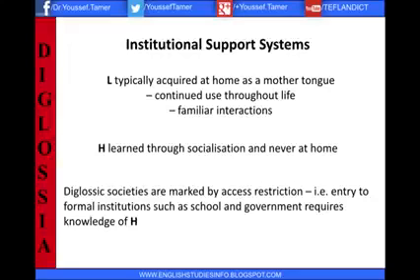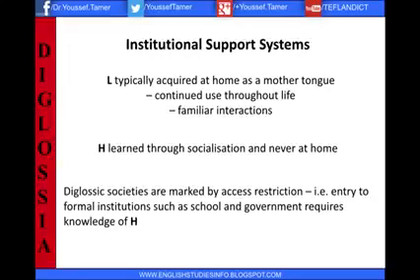Diglossic societies are marked by access restriction. Entry to formal institutions such as school and government requires knowledge of the high variety. These are some other detailed characteristics of diglossic communities in terms of institutional support systems, in the sense that, if you take this last one, entry, if you want to be successful in education, you have to acquire, to learn the high variety, standard Arabic, right?